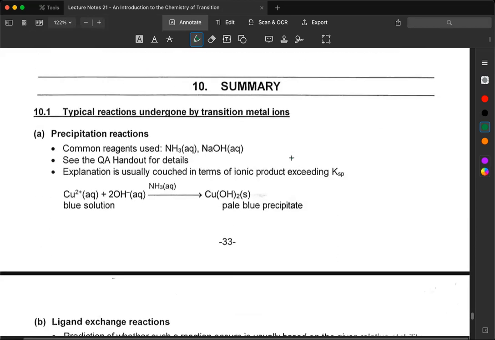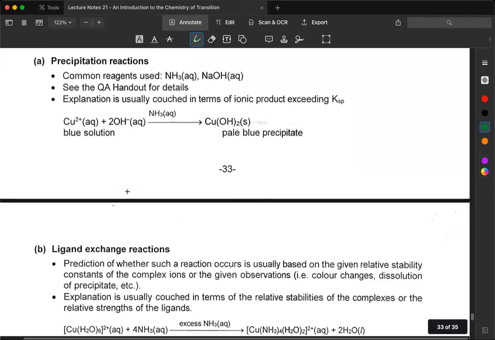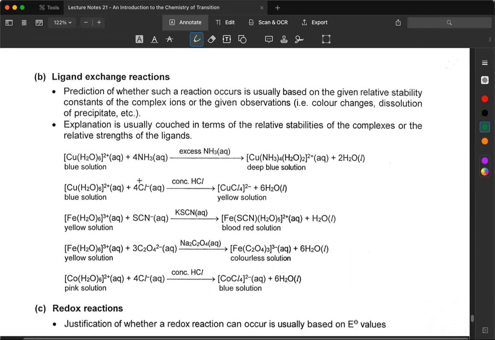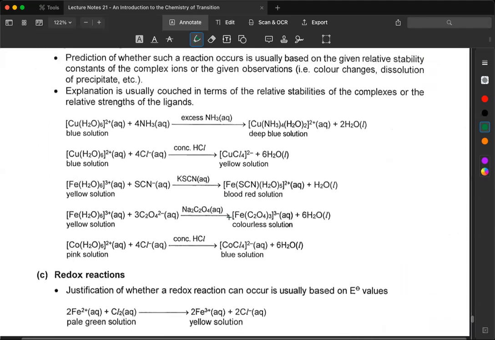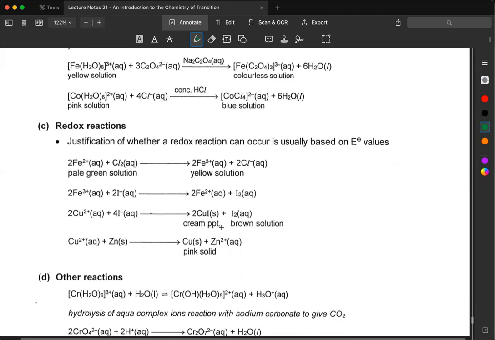In summary, the typical reactions undergone by transition metal ions are like these two, in the QA handout. We have learned in QA already. This one I will not go through. Another reaction is the ligand exchange reactions. So prediction of whether such a reaction occurs is based on the given relative stability constant of the complex ion. Redox reaction: justification of whether a redox reaction occurs is always based on E0 value. Calculate the E0 cell.